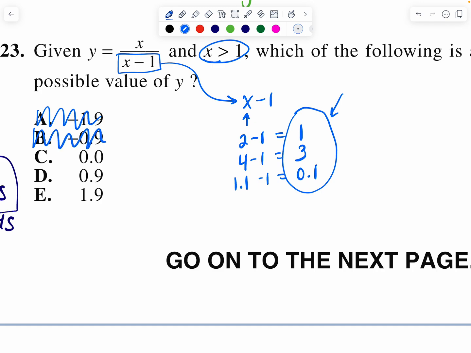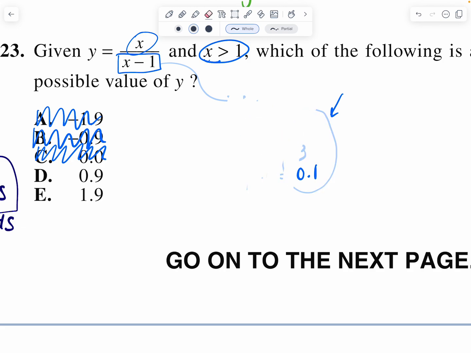So A is gone, B is gone. Now, is the bottom ever going to be 0? Am I ever going to be able to get 0? We already said that x has to be greater than 1. So can I ever have a 0? I cannot. So C is also out. All right, so now I'm looking at, okay, I have two choices here.